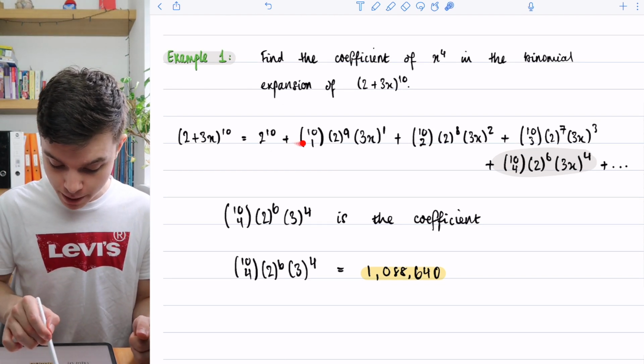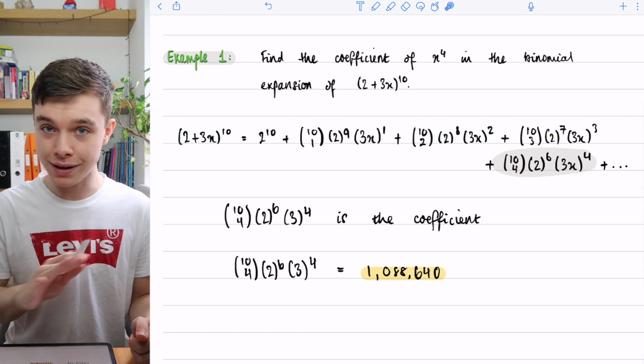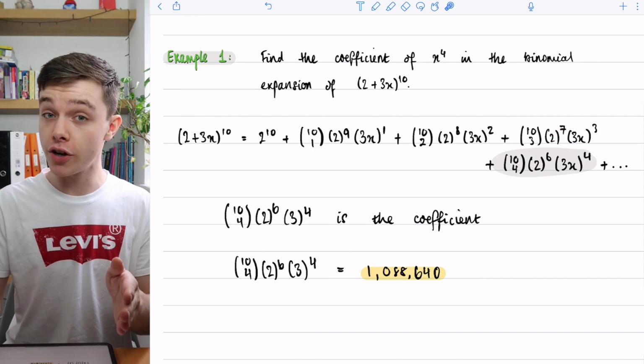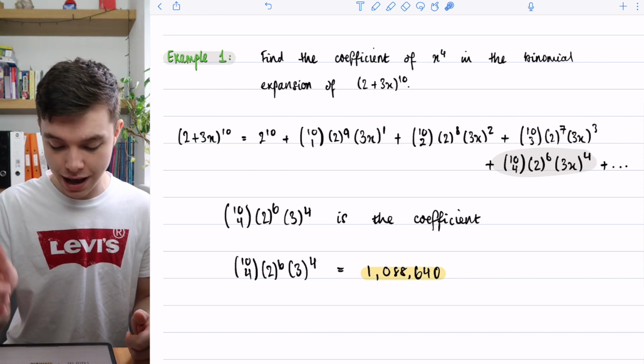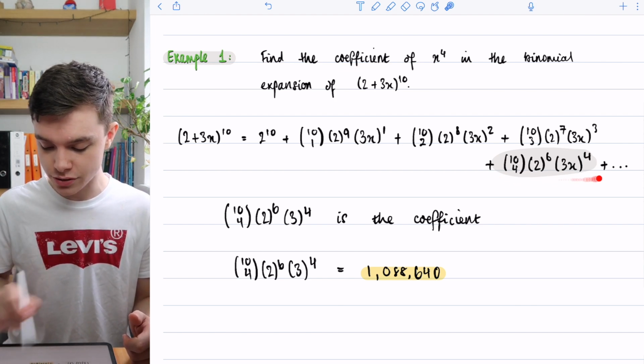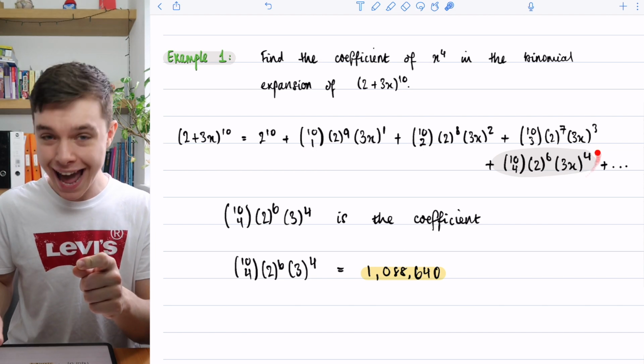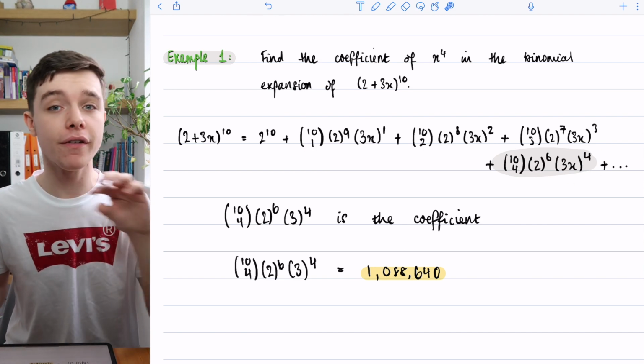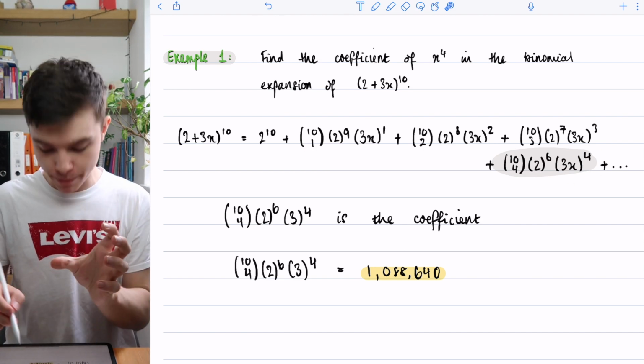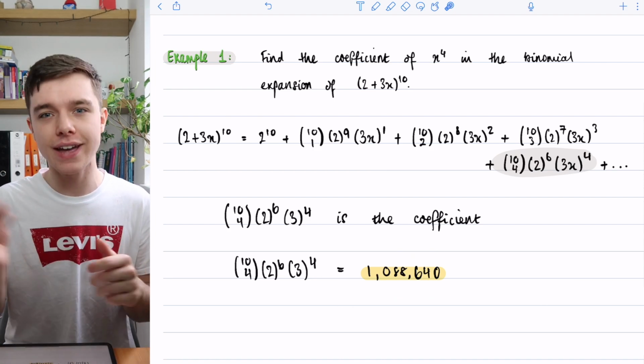Don't worry about calculating these ones. You don't need to. You're not being asked to do the first 4 terms. You're just being asked to calculate the coefficient of the x to the 4 term, which is just the number. Do not give it with the x to the 4 part because that's not the coefficient. The coefficient is just the number in front, so we can kind of get rid of the x to the 4.